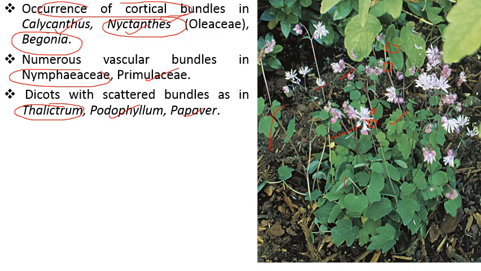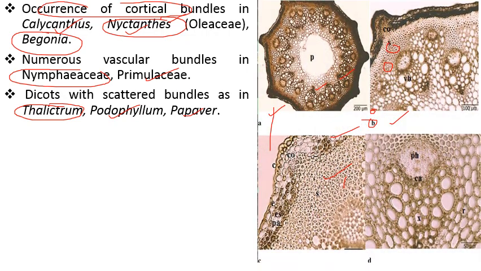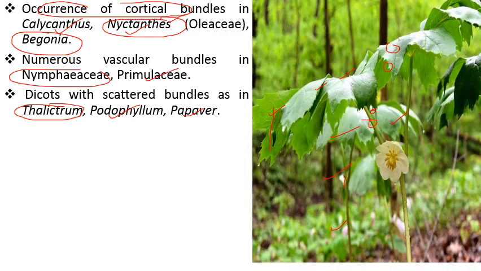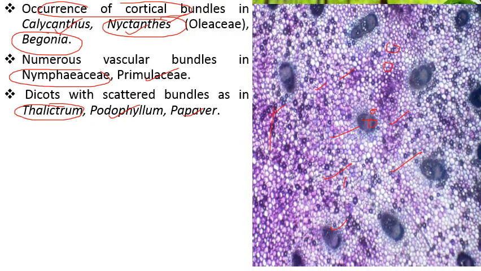This is the photograph of Thalictrum, and it shows sections. This photograph shows the sections of Thalictrum. Then this is Podophyllum, and it's a section of Podophyllum which shows scattered vascular bundles.